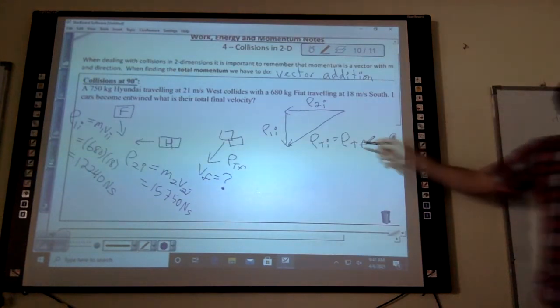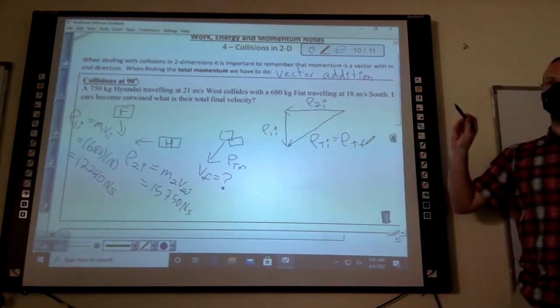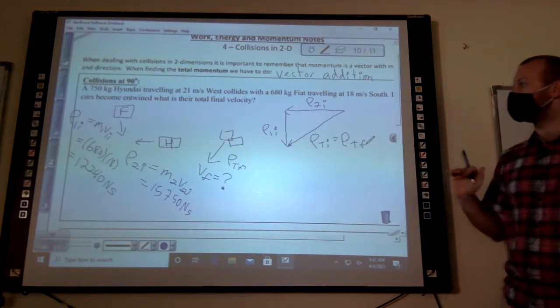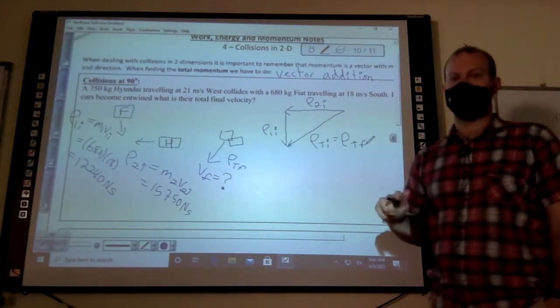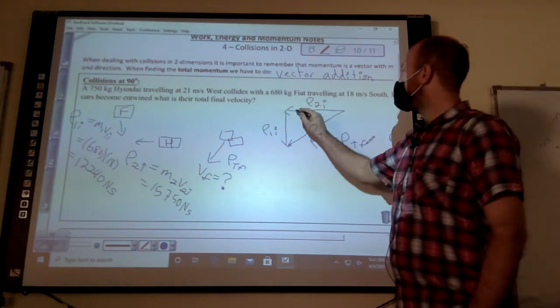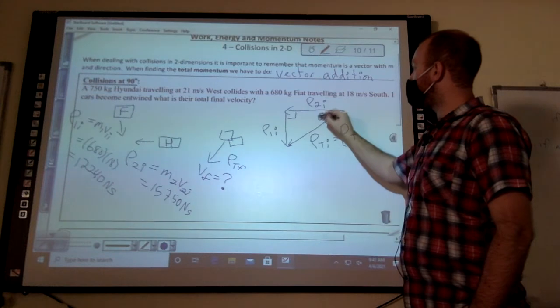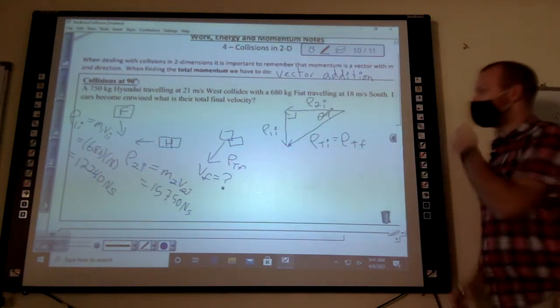So if we've solved for the total initial, we've solved for the total final. On your test, you don't need to show this, but I wanted to explicitly show you at this point so you could see what's going on with that. So these two are conveniently at 90 degrees. We're going to have some angle here. Now we can solve this.